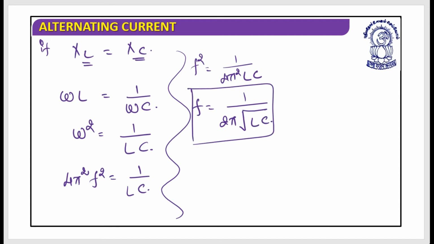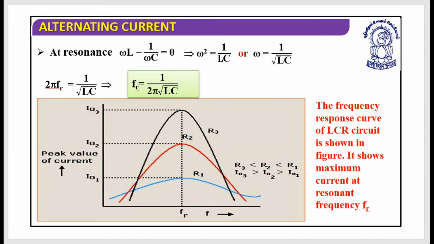So this is the frequency. This is the frequency of resonance. I hope this is clear. Is it clear? You can see this: at resonance we understood now that omega L equals 1 by omega C, and from this omega equals 1 by under root of LC, and this is FR, which equals 1 upon 2 pi under root LC. I hope this is clear.